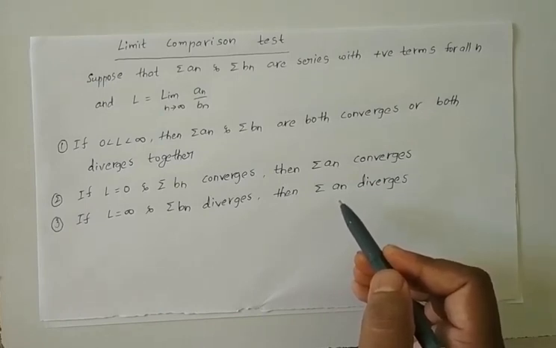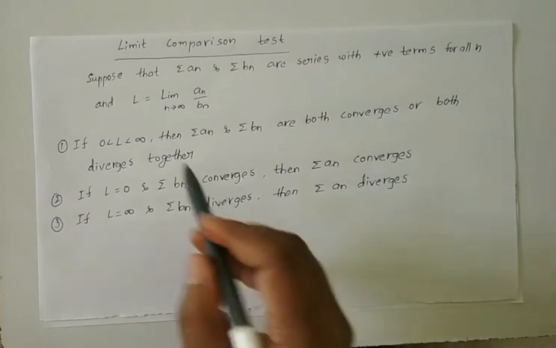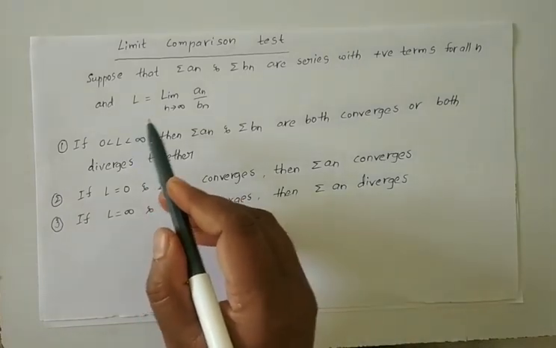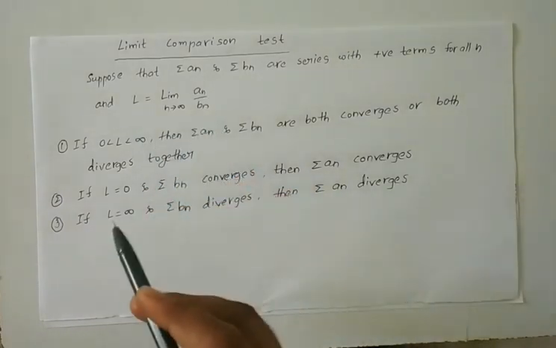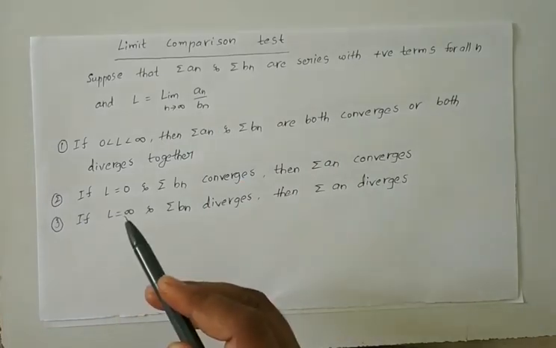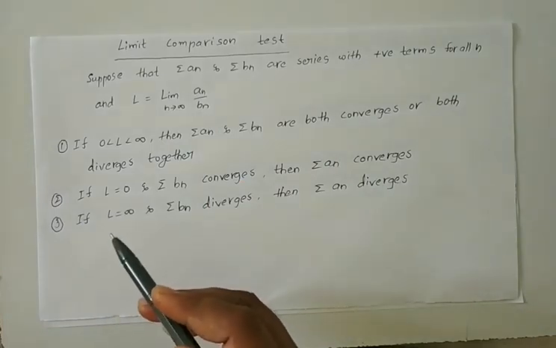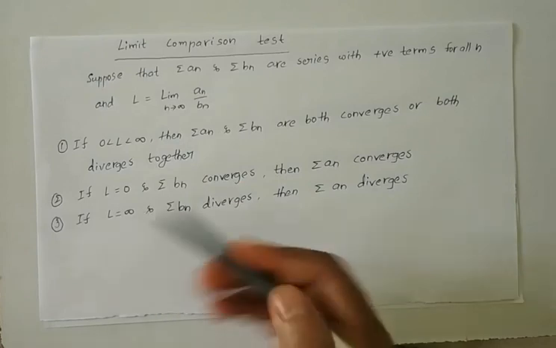So here, what is L? Limit n tends to infinity an by bn. If L is a finite number, then both the series converge or both the series diverge.